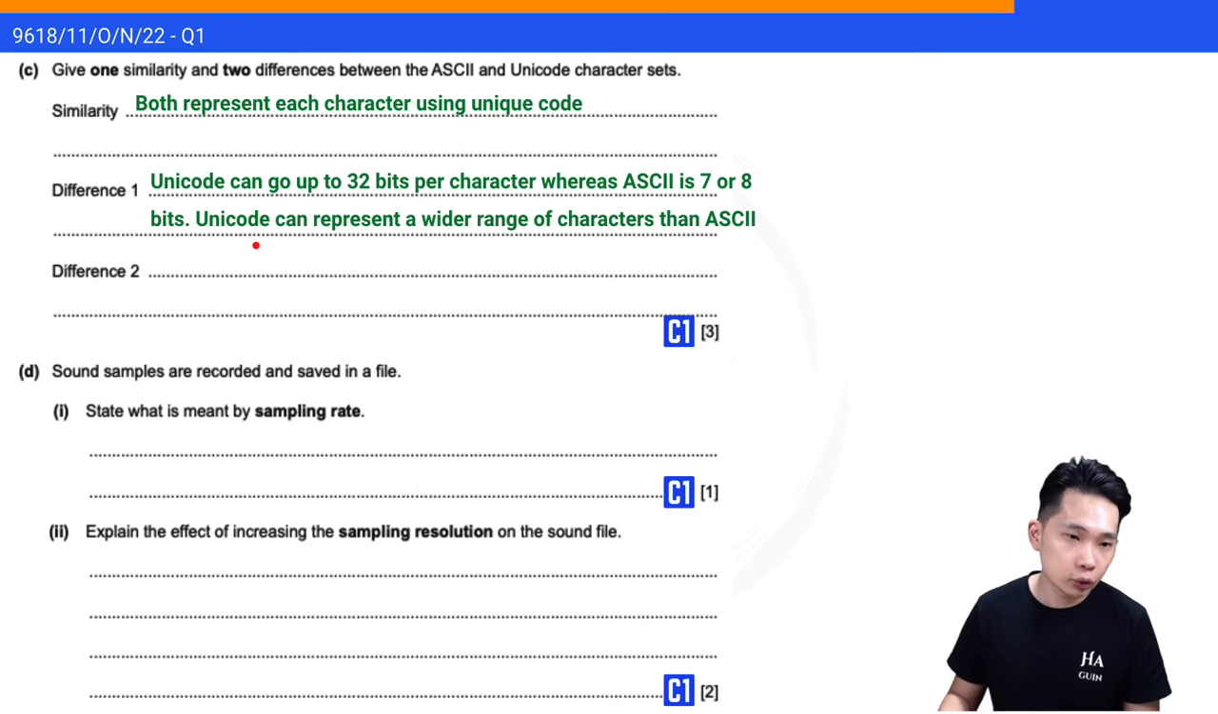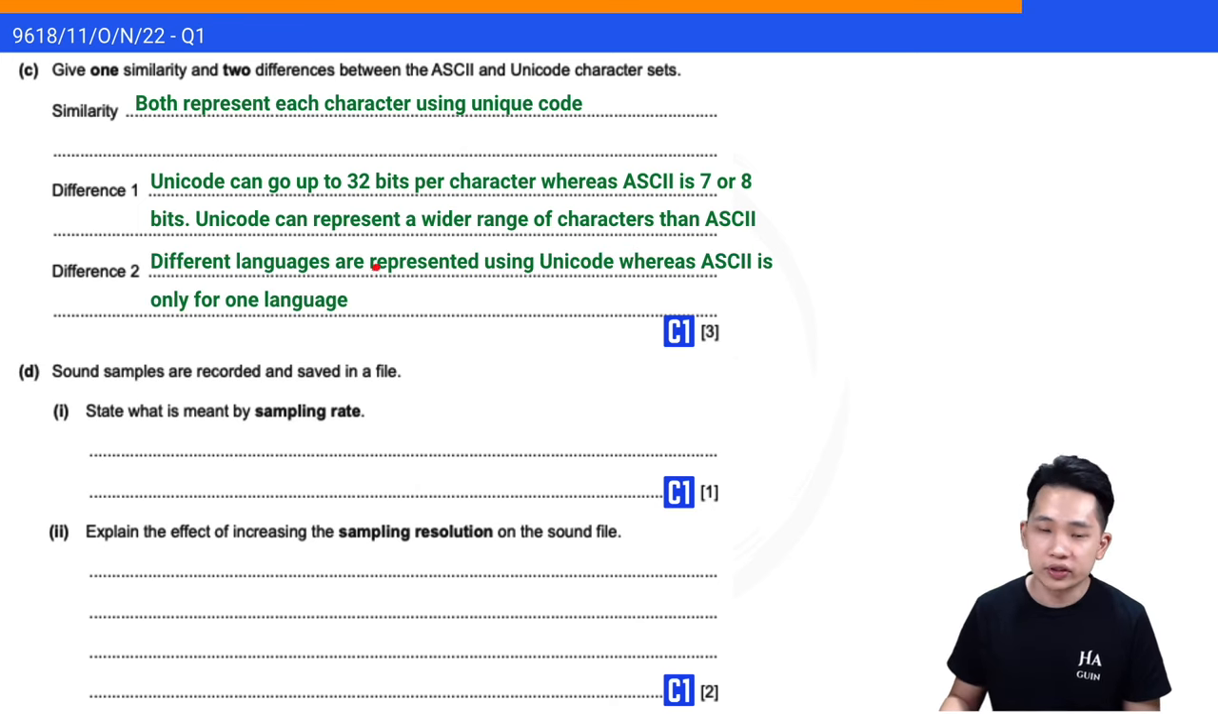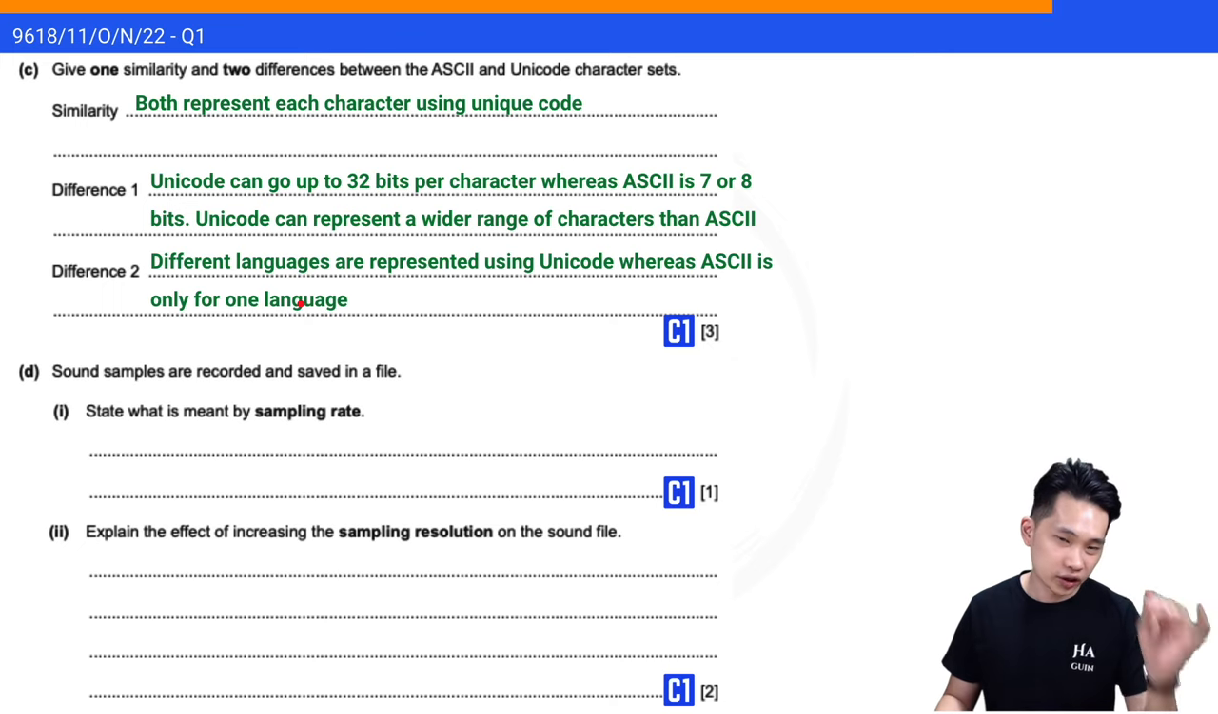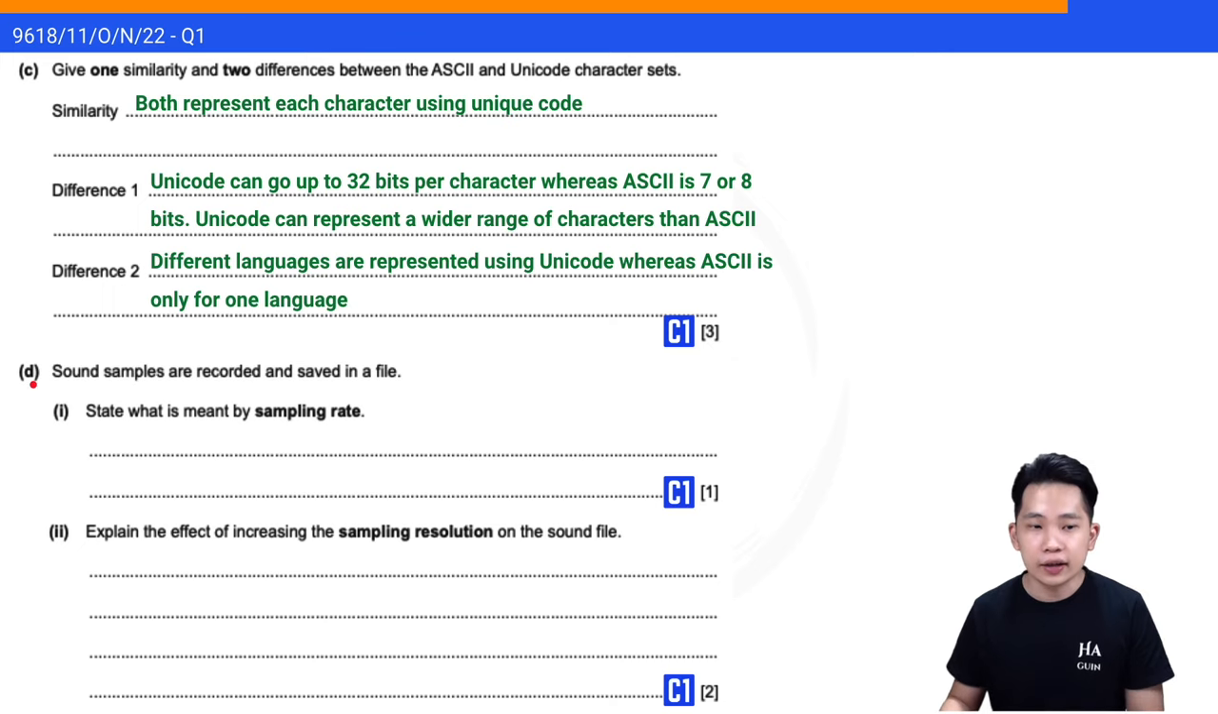And then for difference 2, it will be different languages are represented using Unicode, whereas ASCII is only for one language. So as we know, ASCII is always designed based on a country, but for Unicode, it can be used for all countries. Next, sound samples are recorded and saved in a file.